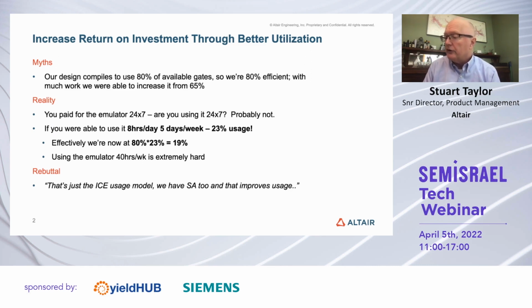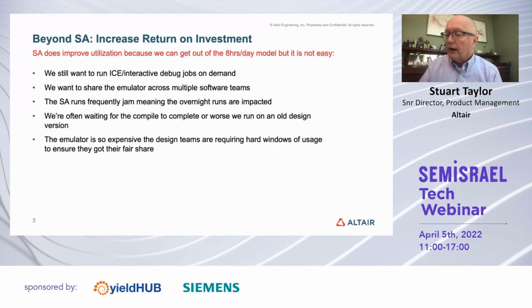If we're restricted to using the emulator to just regular work hours, then the number drops to less than 20%. Often regular work hours might be restricted to just interactive or ICE jobs, in-circuit emulator jobs, those that require or expect a human to be present. But suppose we can run batch simulated acceleration jobs overnight. Won't that dramatically improve overall efficiency? Well, it certainly helps, but it does present many challenges.